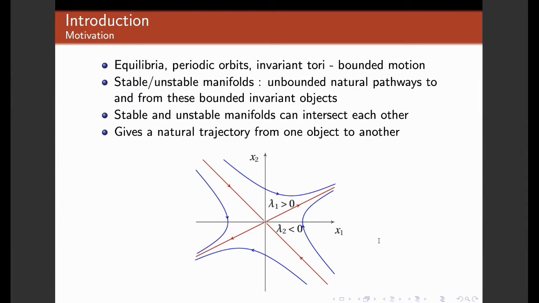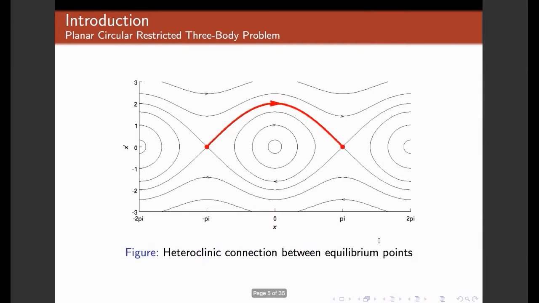And just everyone's favorite phase portrait from undergrad diff EQ, you can see the two red lines of the saddle point are the stable and unstable manifolds of that equilibrium point at the origin. And here's an example of an intersection of stable and unstable manifolds going from one equilibrium point to another one in a nonlinear system, also called a heteroclinic connection.